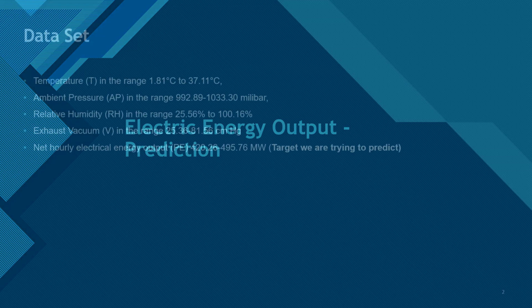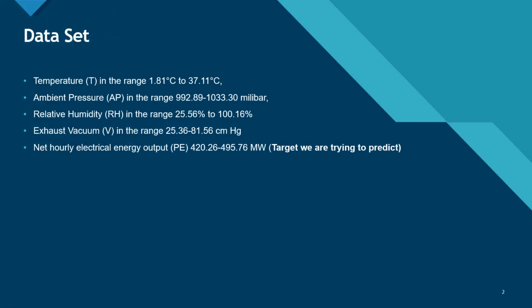The data set that was provided contains 4 feature sets: the temperature, in a range of 1.81 to 37.11 degrees centigrade; the ambient pressure, in a range of 992.89 to 1033; the relative humidity average, in a range of 25.56% to 100.16; and the exhaust vacuum, in a range of 25.36 to 81.56 centimeters. The target value that we are trying to predict is the net hourly electric energy output, which is the PE value.